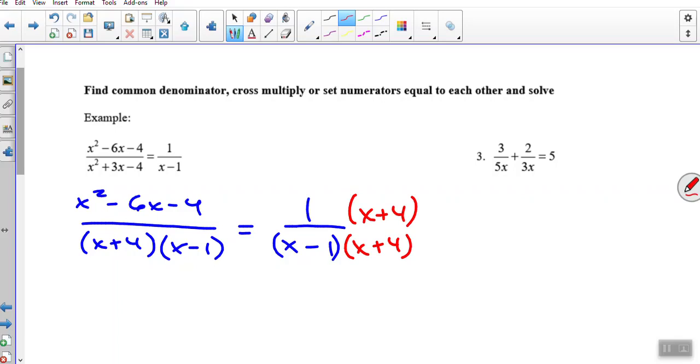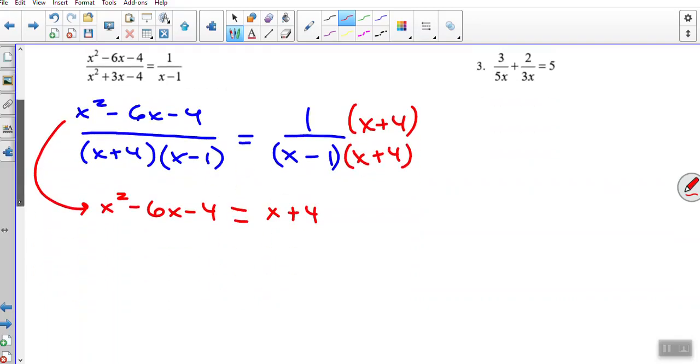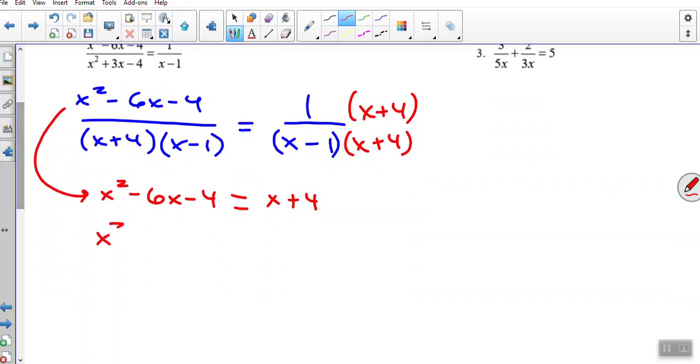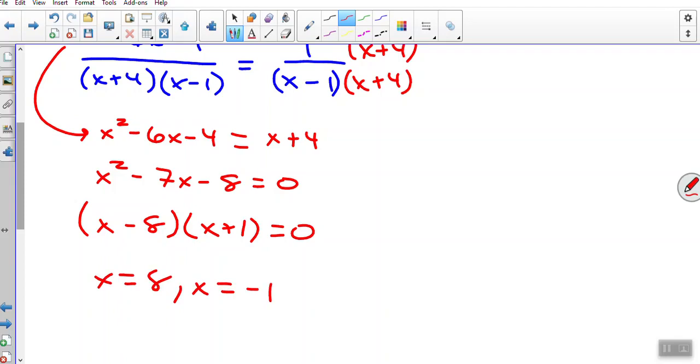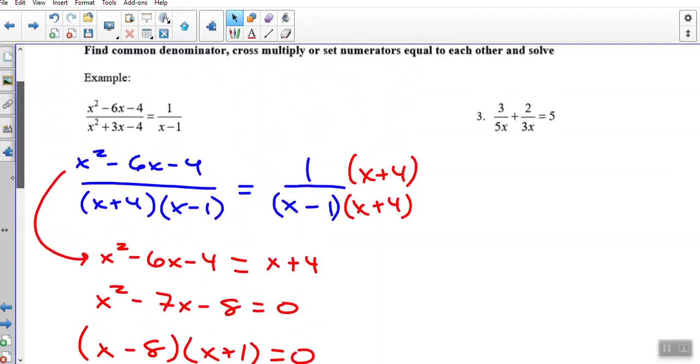So we know the denominators are the same. I'm going to go ahead and set the numerators equal to each other. I've got x squared minus 6x minus 4 equals x plus 4. Set it equal to 0 and solve. X squared minus 7x minus 8 equals 0. So factor: x minus 8 and x plus 1. X equals 8, x equals negative 1. Let's check these answers, 8 and negative 1.